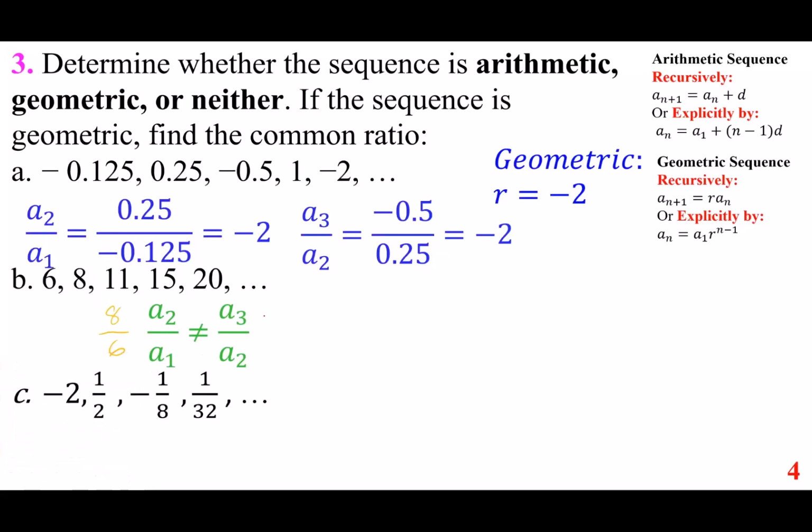And on this side is 11 over 8. And they are not the same. And by the way, how do you know that? If you do the cross product, this is 8 times 8, 64. This is 6 times 11, 66. They are not the same.